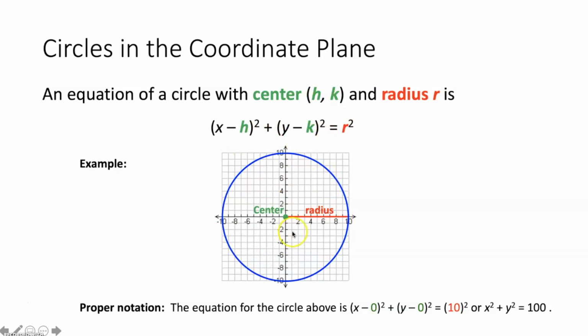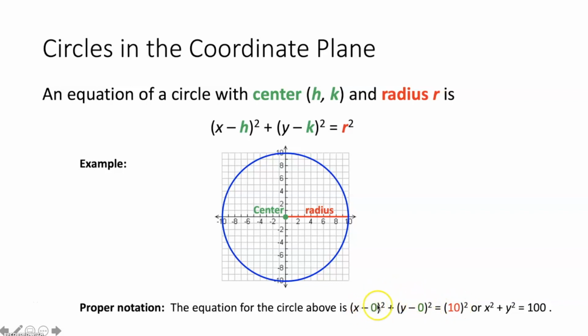If you take a look at our example down here, we have a circle with a center at the origin, 0, 0. Its radius is 10 units. Therefore, if I want to write the equation of this circle in the coordinate plane, it would be x minus 0, the quantity squared, plus y minus 0, the quantity squared, is equal to 10 squared. Because again, your center is at 0, 0, and your radius is 10.